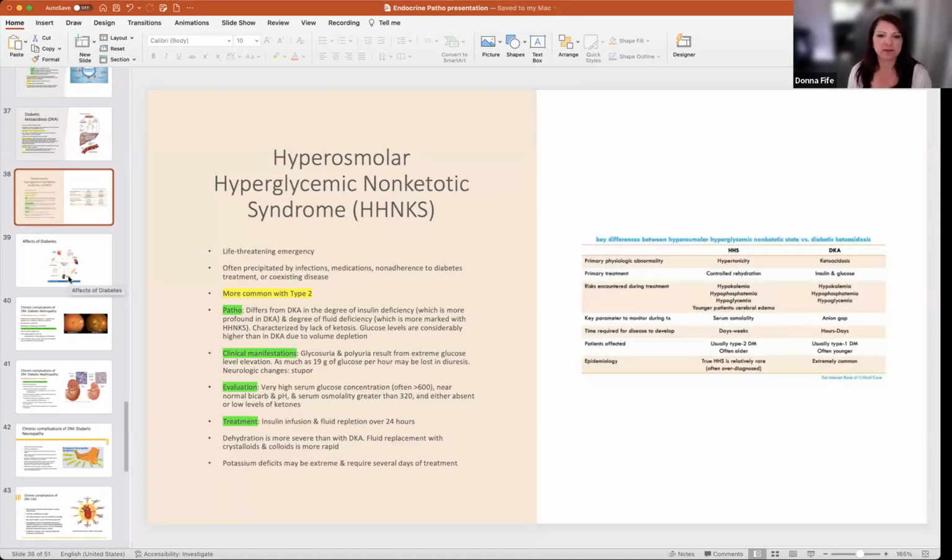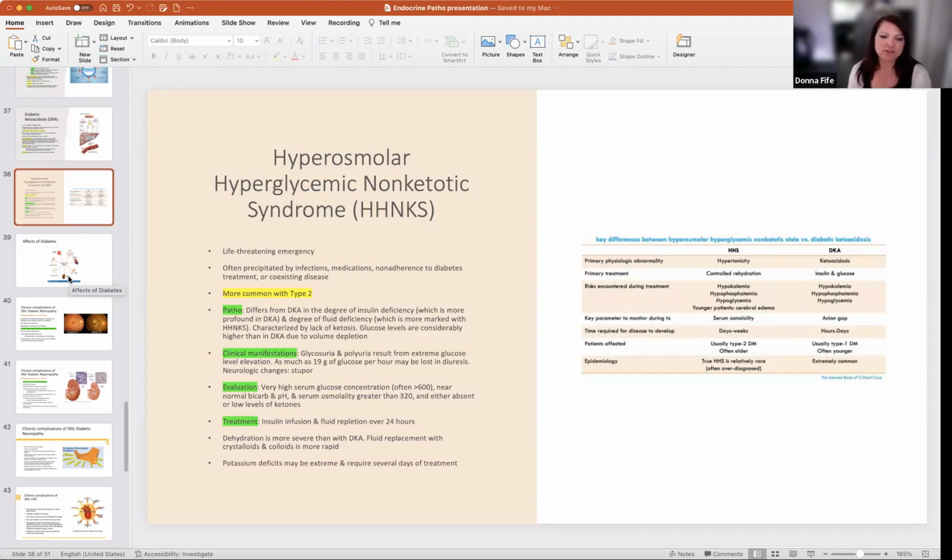Hyperosmolar hyperglycemic nonketotic syndrome, HHNKS. This is a life-threatening emergency. It is often precipitated by infections, medications, non-adherence to diabetes treatment, or a coexisting disease. This complication is more common with type 2 diabetes. Pathophysiology: this differs from DKA in the degree of insulin deficiency, which is more profound in DKA, and the degree of fluid deficiency, which is more marked with HHNKS. This is characterized by lack of ketosis, and glucose levels are considerably higher than in DKA due to volume depletion.